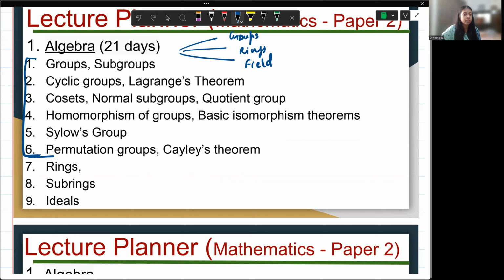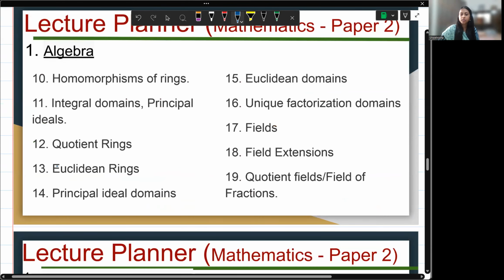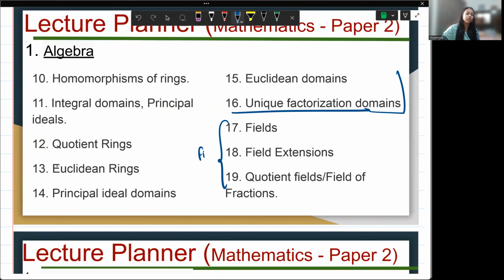So don't worry when you do these subjects the very first time. You may find some discomfort in accepting the subjects, but eventually you'll get it. Okay. So these first 6 is groups. So you don't have to be afraid. Next is rings. Rings start from here. Rings, subrings, ideals, and till here. Till here we have rings, and the last 3 is about fields.